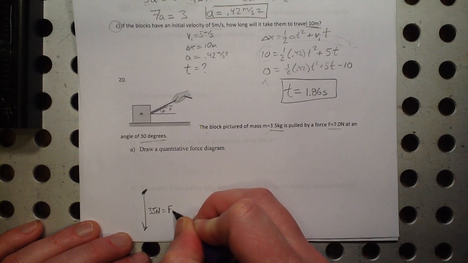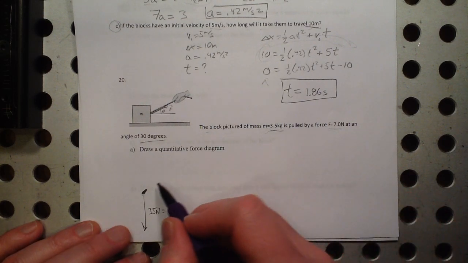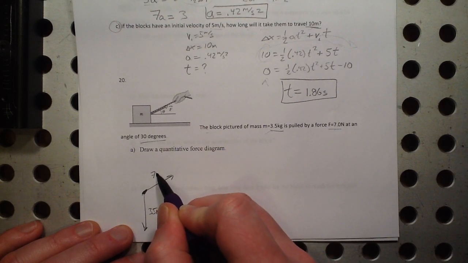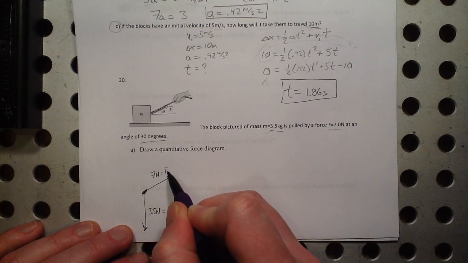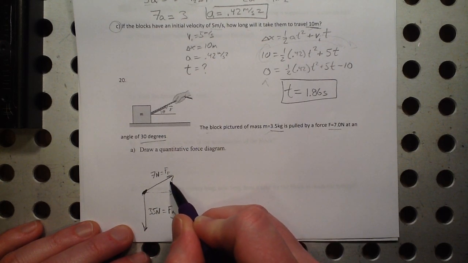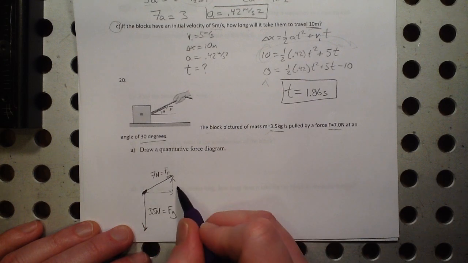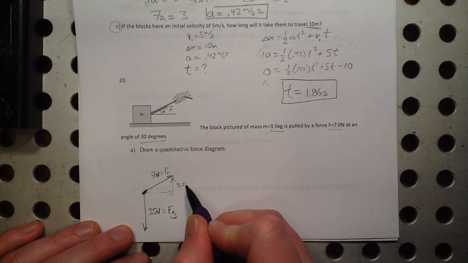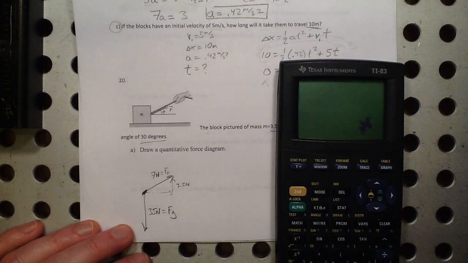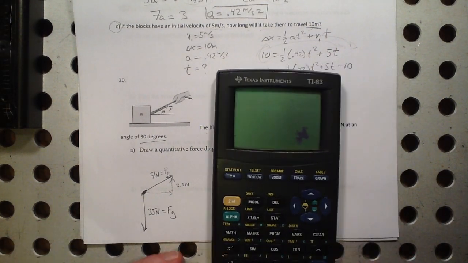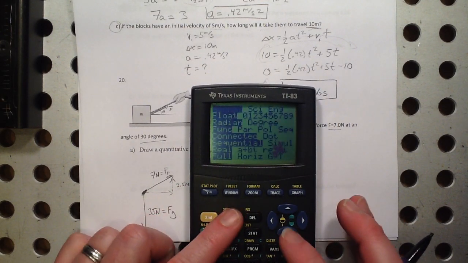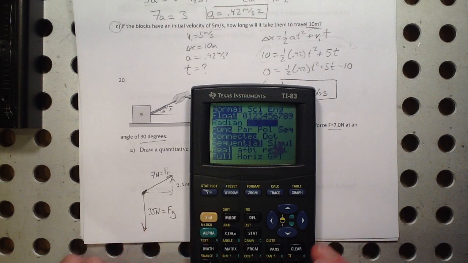I'm going to need to break that up. So let's see, that's going to be 3.5 newtons here. It's a 30-degree angle, right? The sine of 30 is 1/2. And then the cosine, make sure I'm in the right mode. So that's adjacent, right? So that'd be 7 times the cosine of 30 degrees, and it's about 6.1 newtons.